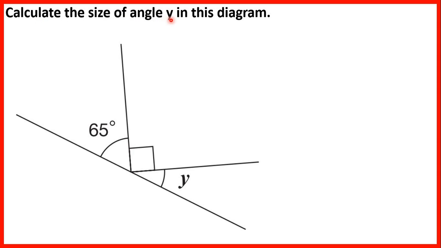Calculate the size of angle Y in this diagram. So here we can see that we have angles on a straight line. This angle here is 65. This angle here is a right angle, and we know that because it has a square in the corner, and a right angle is 90 degrees, so we can write 90 here.